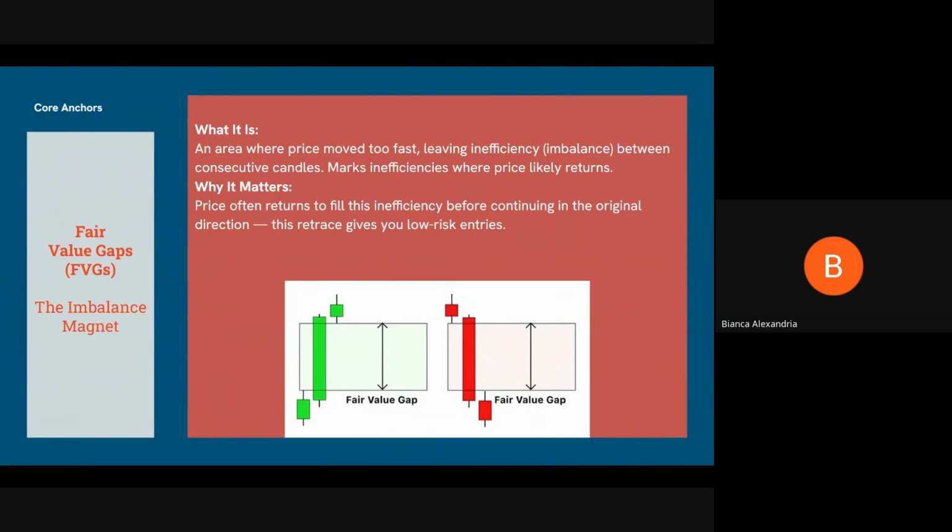Okay, so this is used very well with Fibonacci. Fair value gaps usually occur inside the 50 to 78.6% of a retrace, and those are high probability entry zones, which we'll talk about in the upcoming slides.